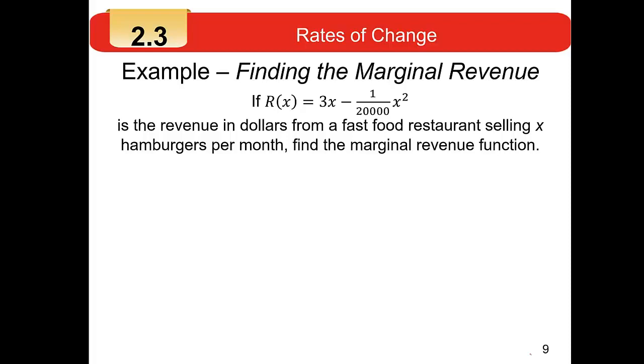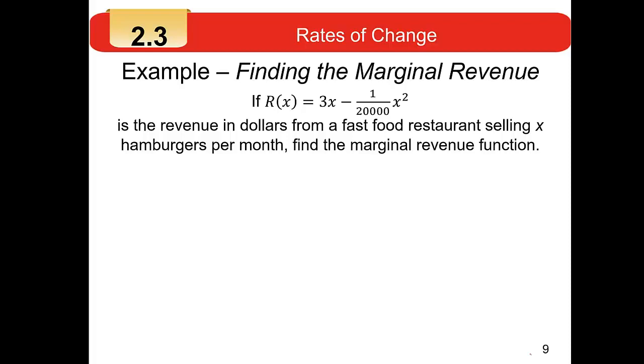All right, how about this one? The last problem was finding a marginal profit. This is asking you to find a marginal revenue. If the revenue function is given by that polynomial, it's revenue in dollars from a fast food restaurant selling X hamburgers per month. Find the marginal revenue function.